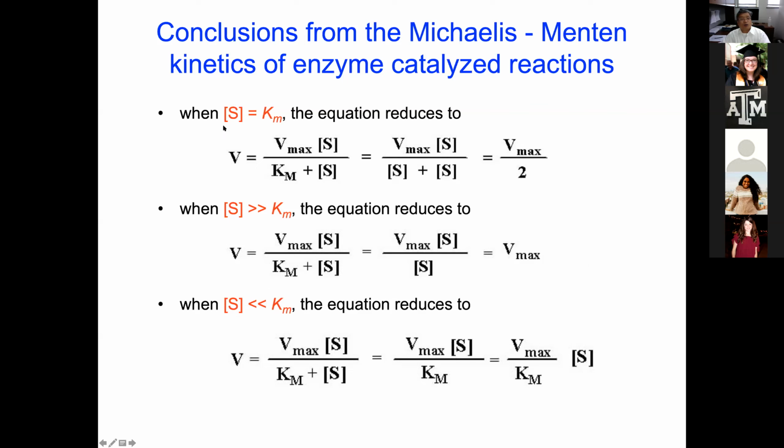When substrate concentration equals Km, the velocity is half Vmax. When substrate concentration is way larger than Km, the velocity approaches Vmax. And when the substrate concentration is way smaller than Km, there's a linear relationship between velocity and the substrate concentration. So there are three conclusions we can derive from the Michaelis-Menten equation.